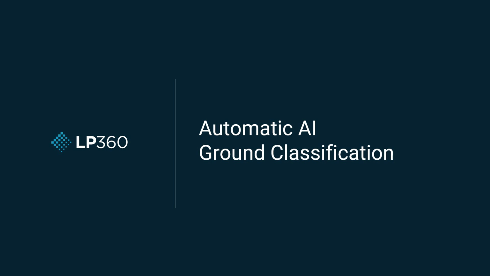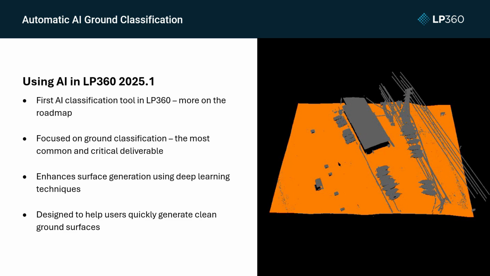The AI ground classifier is a new feature in LP360 2025.1. This is the first of several AI classification tools that we're going to be introducing into LP360. We have several others on the roadmap.